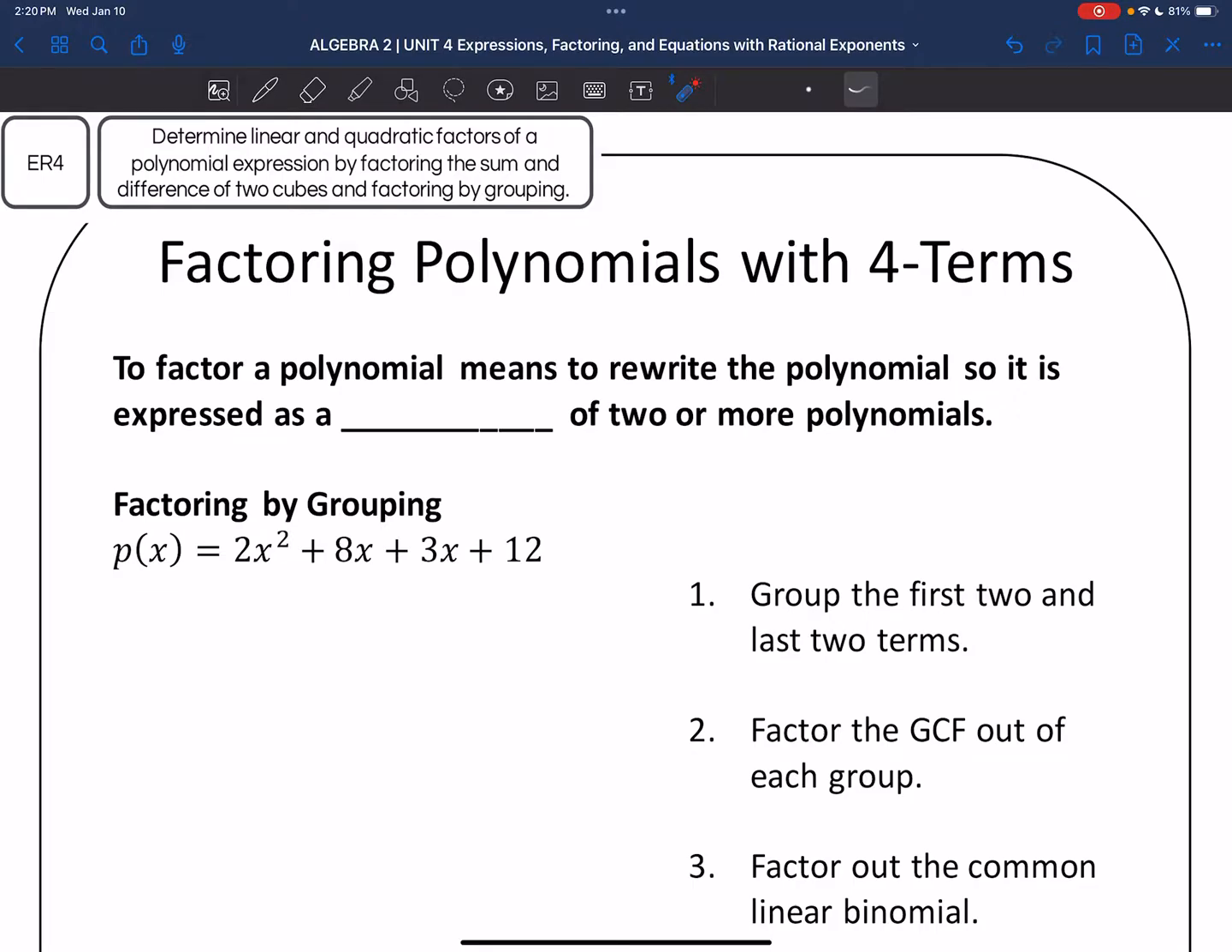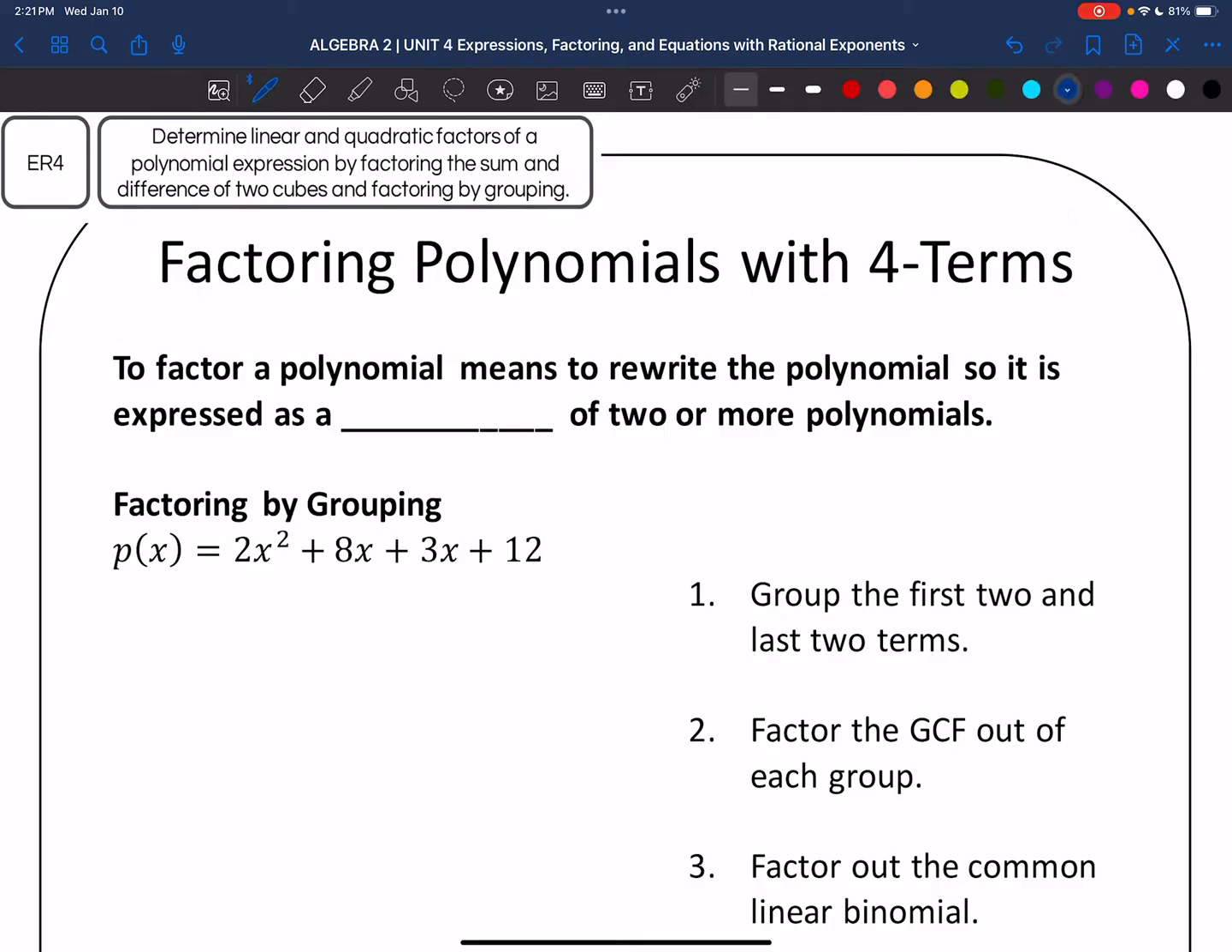We are still in this unit in Algebra 2, all about expressions, factoring, and equations with rational exponents. And our learning goal, what we want to be able to do by the end of this video, is to determine the linear and quadratic factors of a polynomial expression by factoring the sum and difference of two cubes and factoring by grouping. So let's go ahead and begin by factoring polynomials when we have four terms.